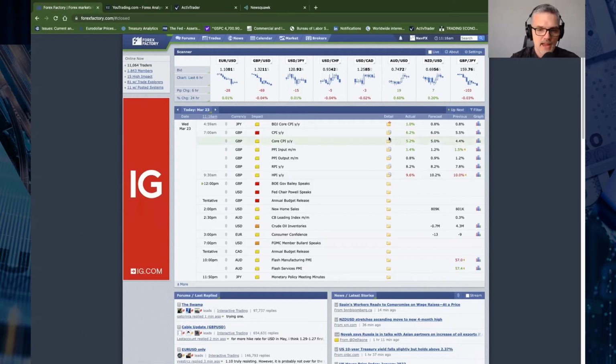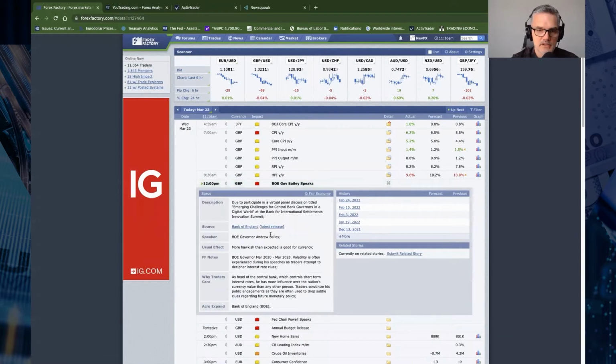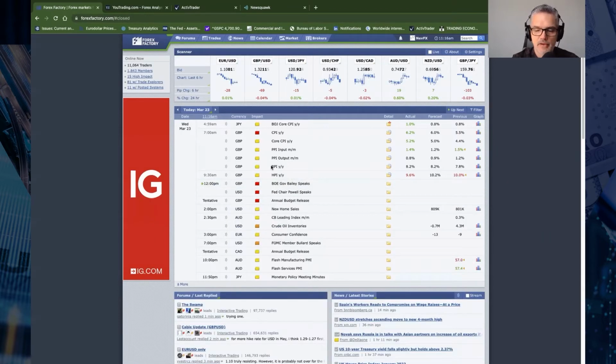Okay, today I'm going to start with the economic calendar. We can see at midday today, we've got the Bank of England Governor Bailey speaking alongside Fed Chair Powell. If we go into the details, it's at the Bank of International Settlements at their Innovation Summit, and they'll be talking about the emerging challenges for central bank governors in a digital world. So I'll be interested to see if they talk about the central bank digital currency and things like that.